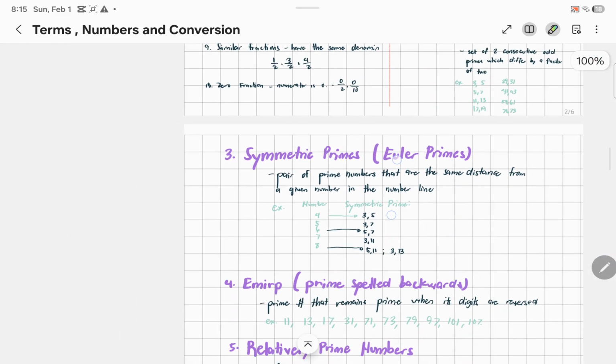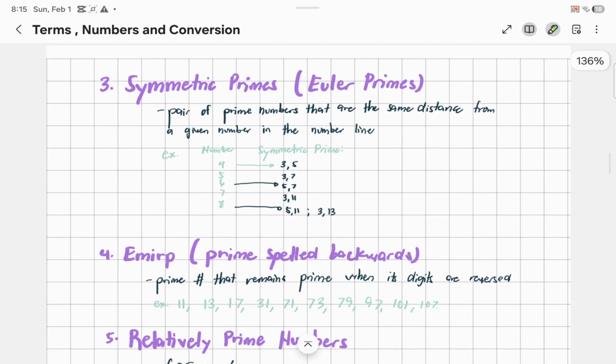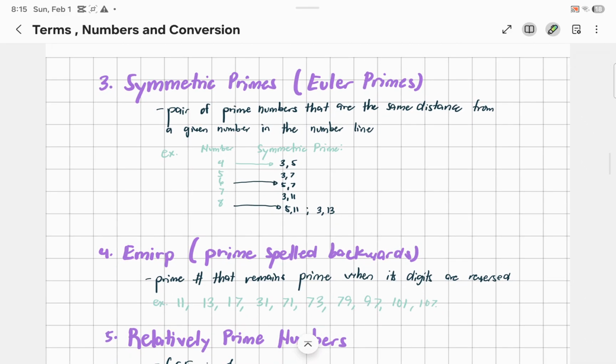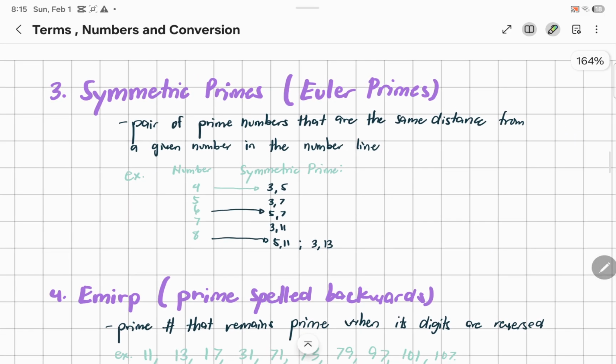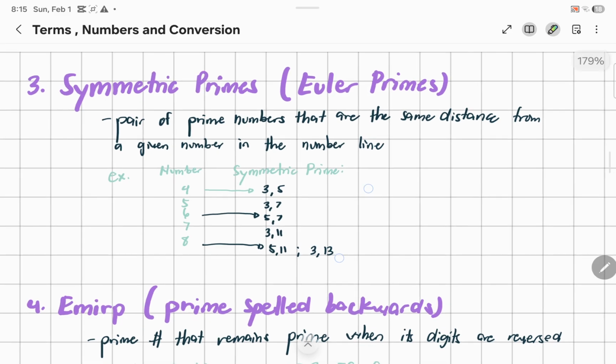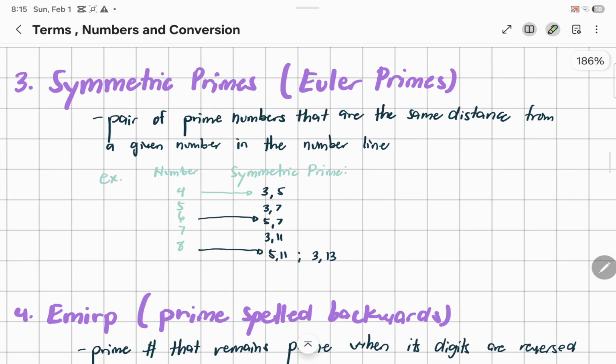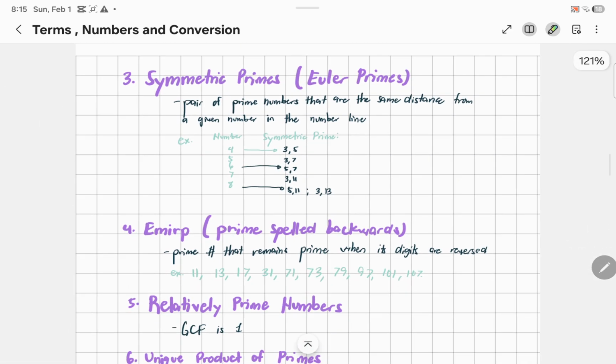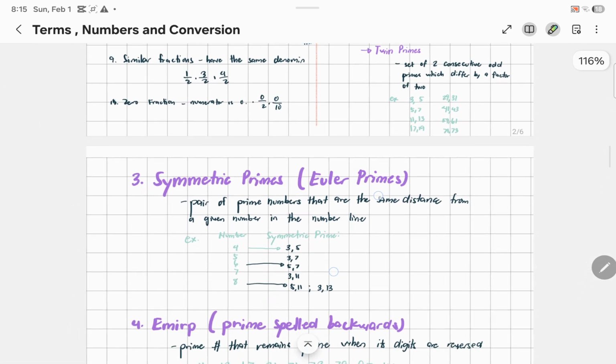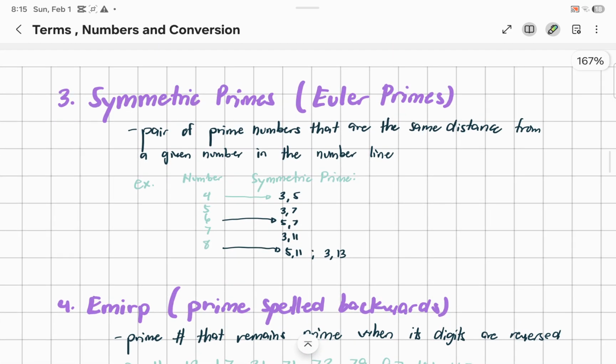Next, we also have symmetric primes, or what we also call Euler primes. A pair of prime numbers that are the same distance from a given number on the number line. For example, the 3 and 5. So these are also examples of twin primes. These are also symmetric primes.